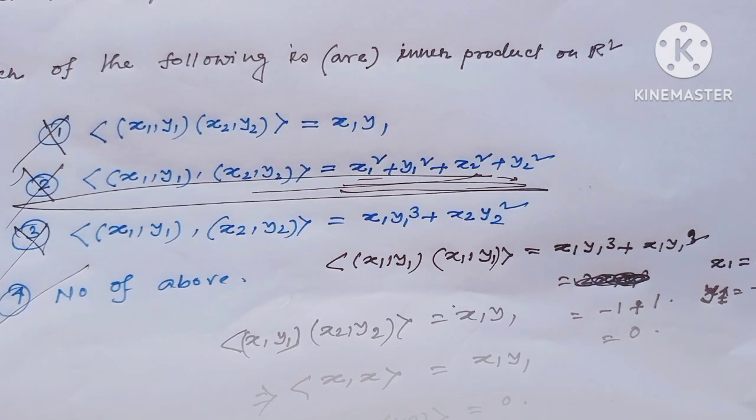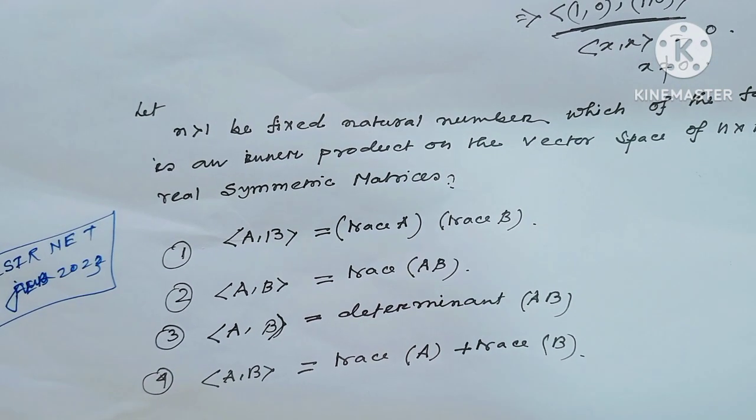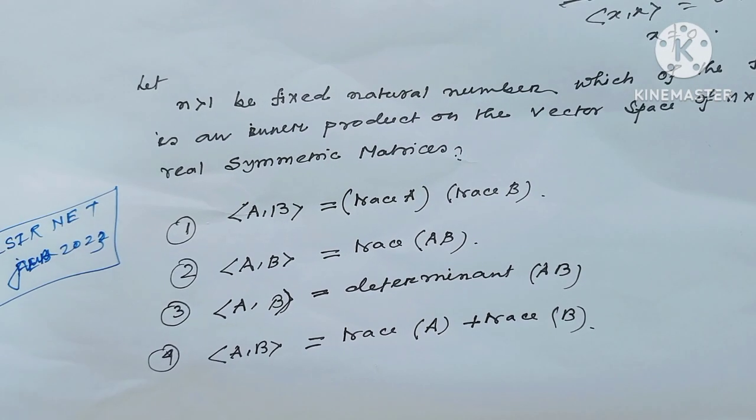Have you understood? To define an inner product, at first check the positive definiteness property. If we cannot conclude about the inner product by positive definiteness, then go to another, further method. Okay. Next example, which came in the CSIR NET June 2023 exam.